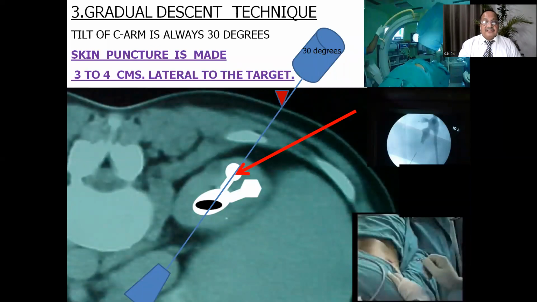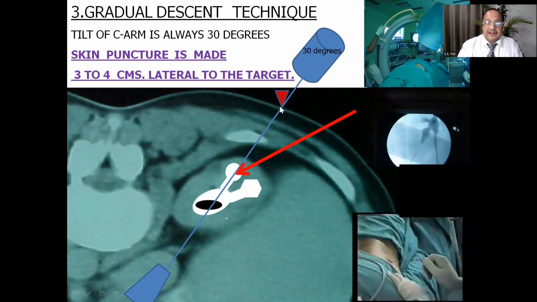Lastly, let us discuss gradual descent technique. In this technique, the tilt of C-arm is always 30 degrees. But we don't start the needle puncture at the target as you see on this skin. Don't start your needle puncture here. Place your needle 3 to 4 centimeter lateral like this. If it was a bullseye puncture, I would have placed the needle here.